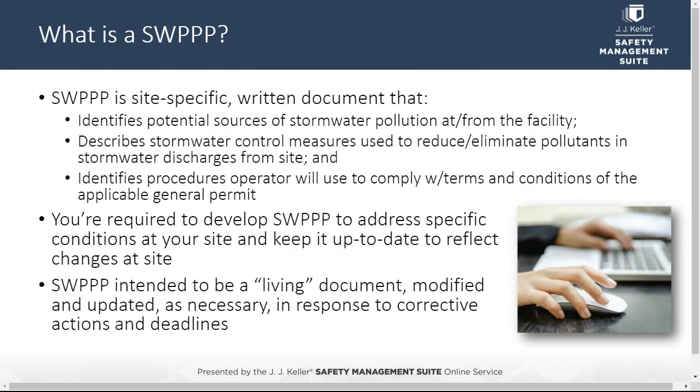And so as Robin mentioned, one common item needed by both the construction and multi-sector general permits is a stormwater pollution prevention plan. So let's take a closer look at these plans.